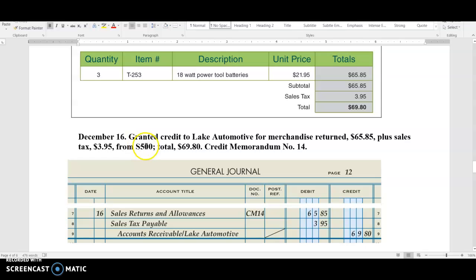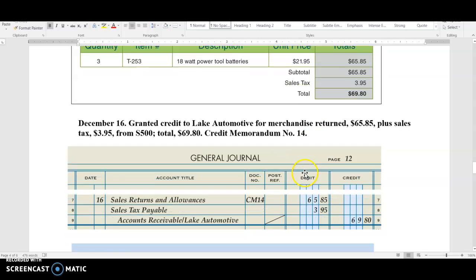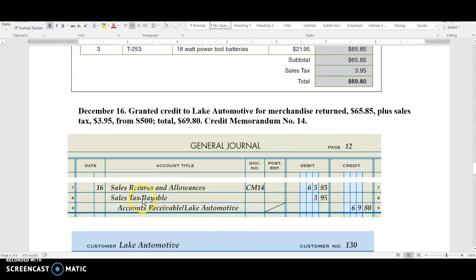So here's an example of a transaction: granted credit to Lake Automotive for merchandise that was returned for $65.85 plus sales tax of $3.95. From an original sales invoice $500, and then the grand total that you're returning is $69.80. Credit memorandum 14. So credit memorandum is a CM and then a number. This is what this is going to look like in the General Journal.